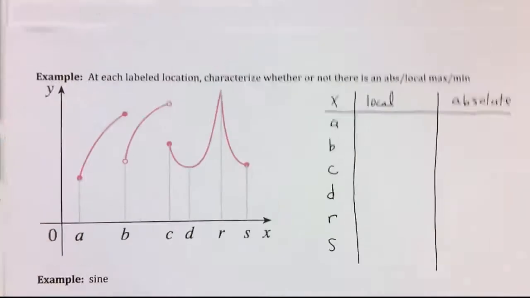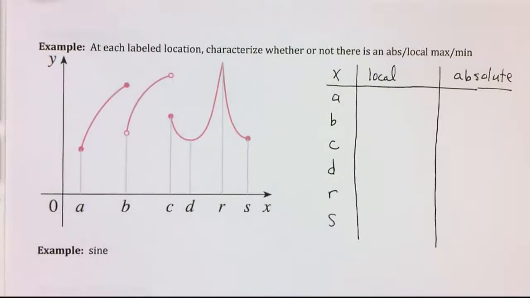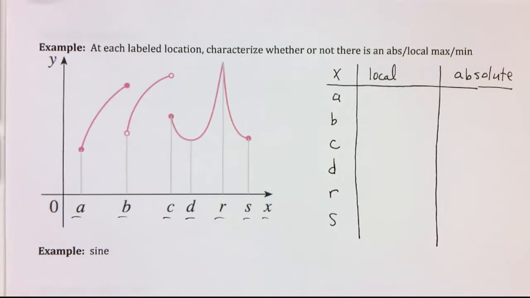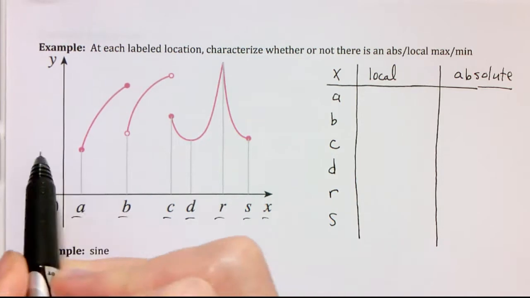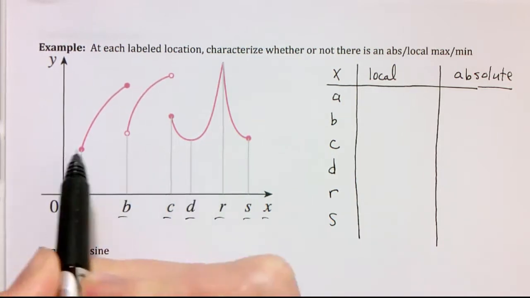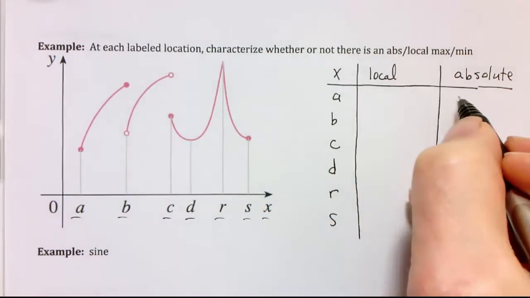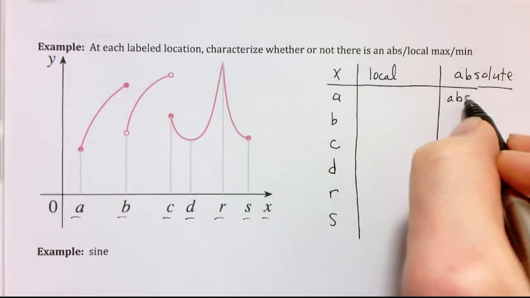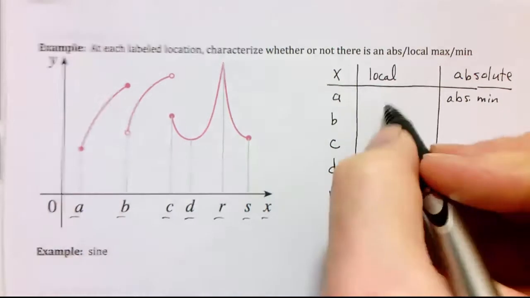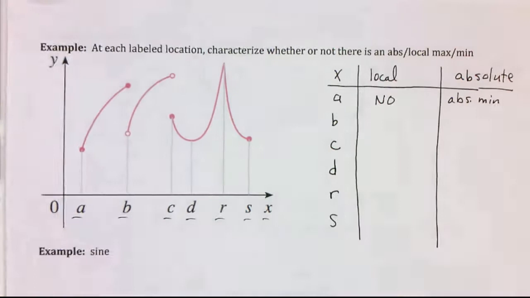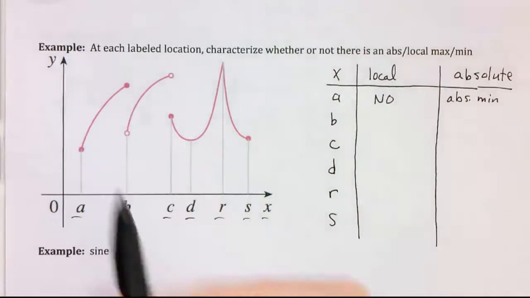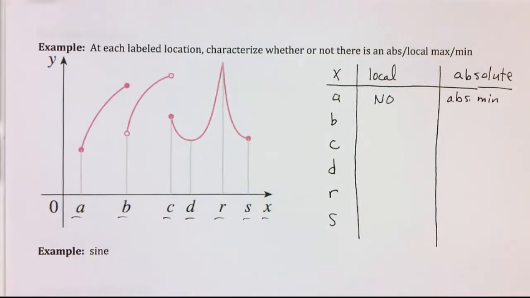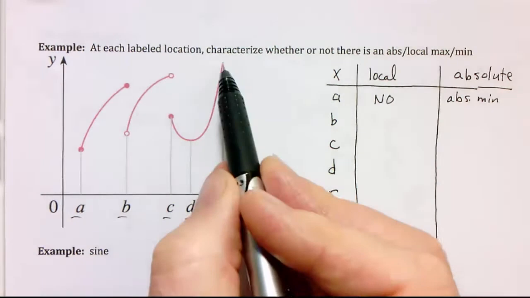All right. Let's look at a kind of a pathological example here and see what's going on. So at each one of these labeled locations, let's say if that's an absolute max or an absolute min. Okay. Well, if we want to know where the absolute min is, we need to look for the smallest y value on the entire domain here, and that's going to occur at A. So A is the absolute minimum. It is not a local minimum, okay, because it occurs at an endpoint. And that's an endpoint of the whole domain. This is going to be a little different thing that's going to happen at B, as we're going to talk about in a second. Where's the absolute max value? The absolute max occurs at R.